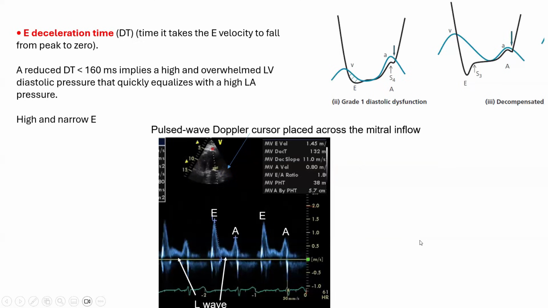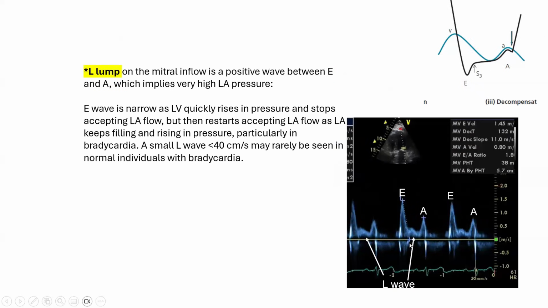Now, in those patients with high filling pressures, you don't only get high and narrow E, you get something else called L lump. And L lump on the mitral inflow is a positive wave between E and A. Instead of having diastasis, which is cessation of flow between E and A, you will have continuous flow, which is what we call the L lump. And what explains the L lump in those patients?